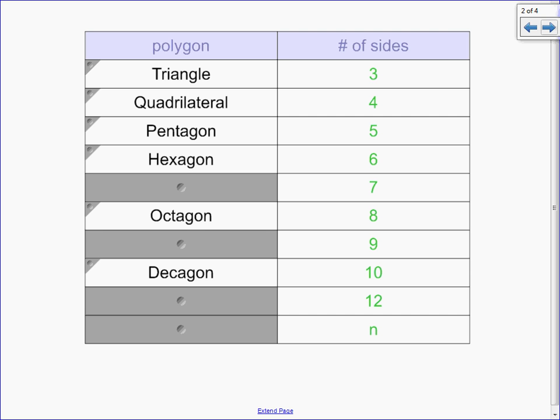Yes? Is the nonagon the N? Yes. Nonagon is 9, yes. It's decagon with D-O in front of it, dodecagon. Six years ago, one of my students saw that word and said, "What's a dodecagon?" It is not dodecagon. It's a dodecagon. 7. Any guesses?